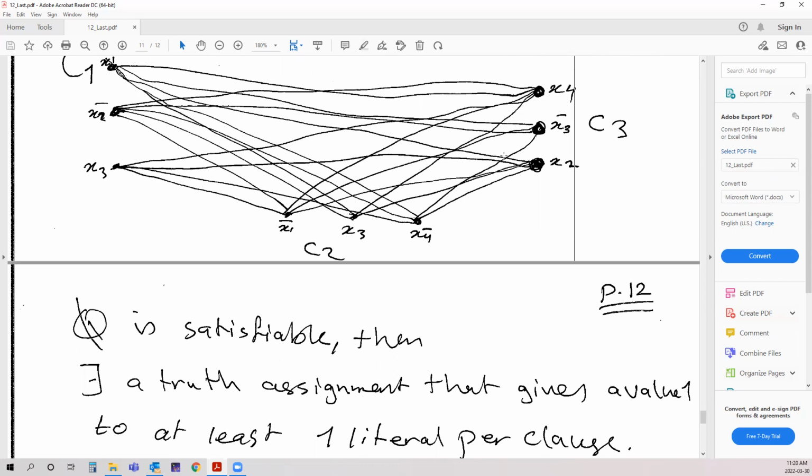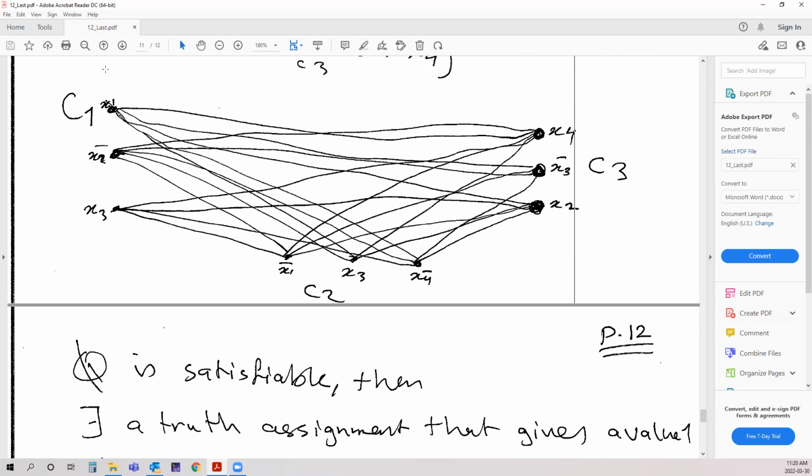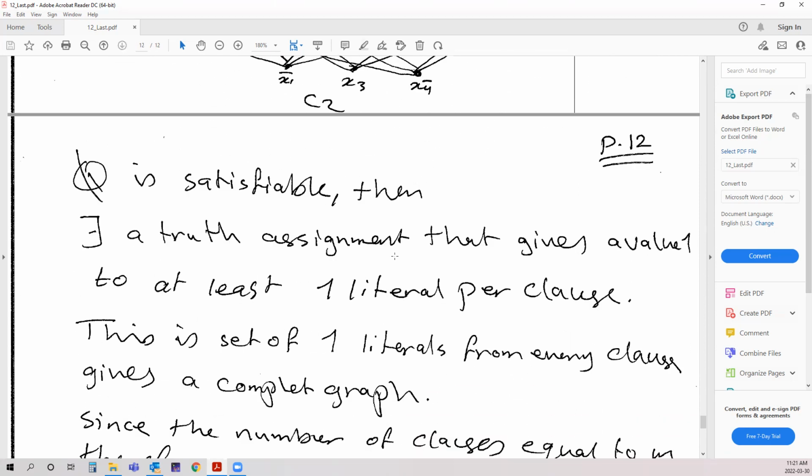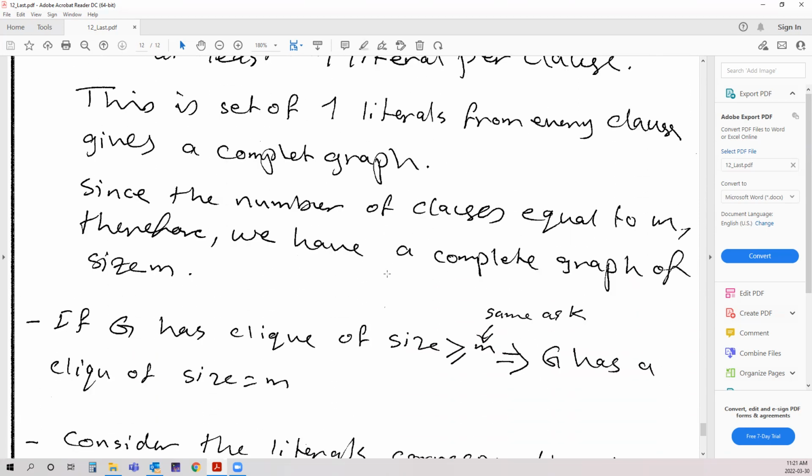So guys, what does that mean? Some of you will say to me, could those not be connected? In some cases, yes. If I put here x1 and here x1 prime, sometimes it could happen in logic, but in most cases it's connected, and this is the clique graph. Since the number of clauses equals m, therefore we have a complete graph of size m.